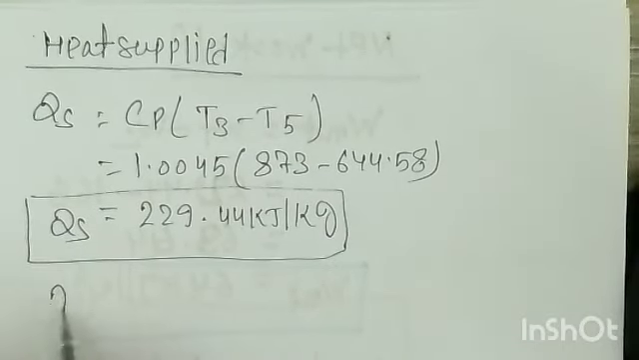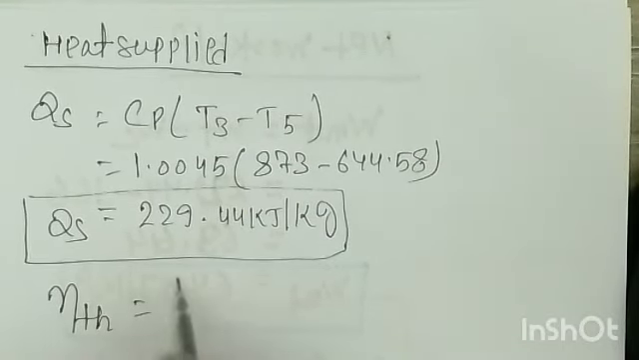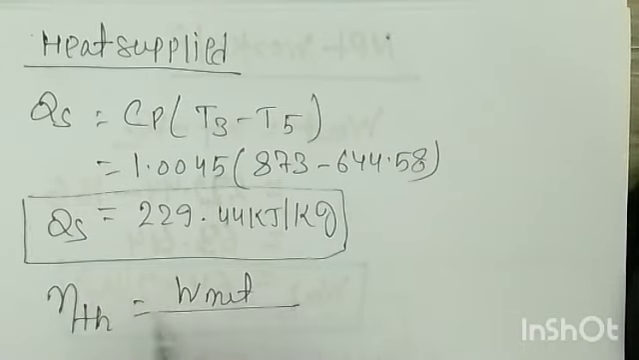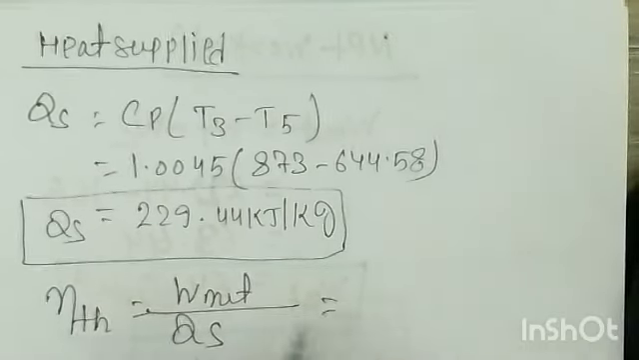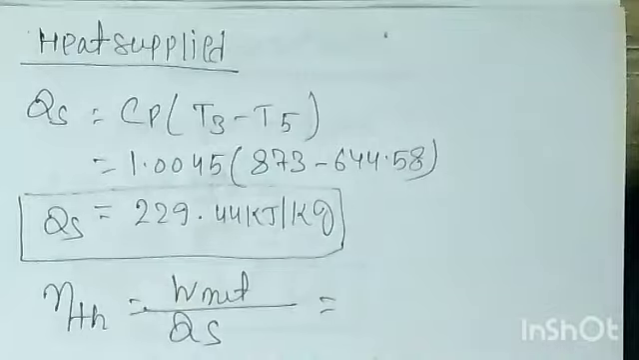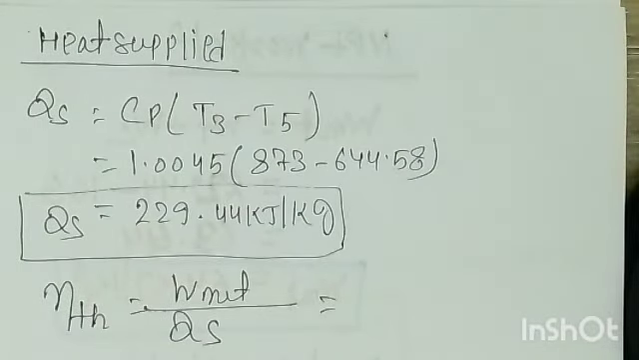Now thermal efficiency you need to find. So net thermal efficiency is equal to what? W net by heat supplied. So W net is what? The turbine work minus compressor work, which you have calculated, 64.